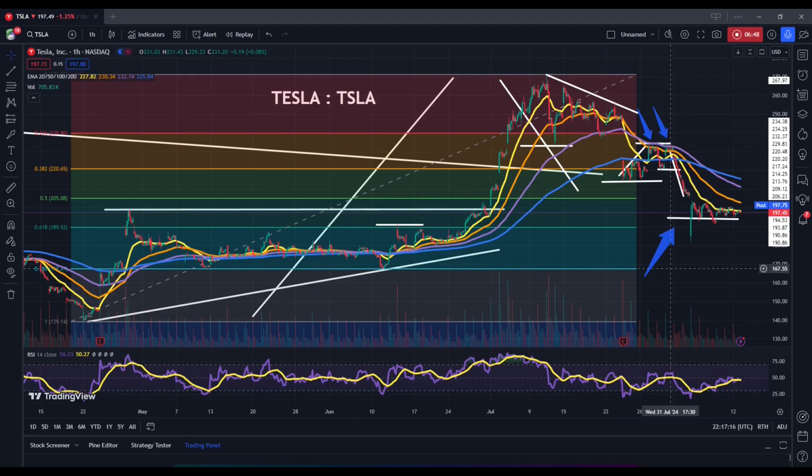Here's the current stock and trading analysis for Tesla Incorporated, stock ticker TSLA, and NIO Incorporated, stock ticker NIO.